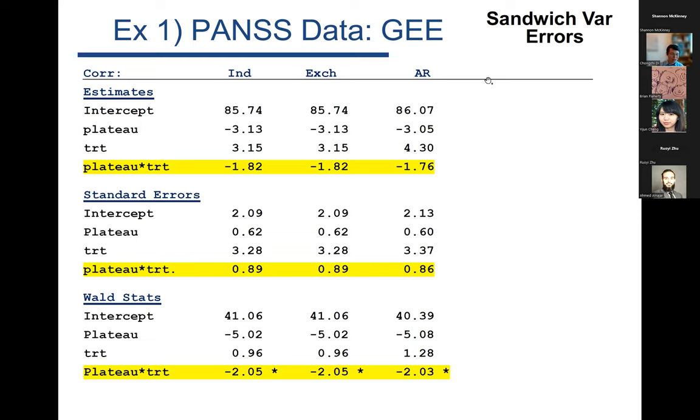So in this table, I put all the model outputs for the model estimates: the intercept, the main effect for the time variable, the plateau and treatment, and the plateau and treatment interaction. Remember, this interaction is really what we are most interested in. It is really the difference in changes between the two groups, right? So that's why it's an interaction, not a main effect.